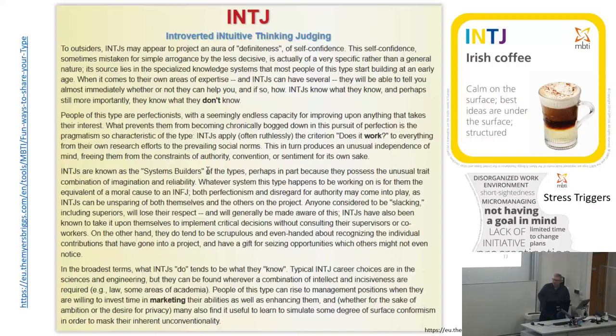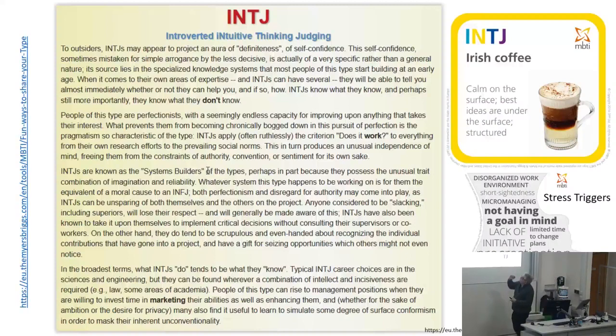Okay. So, to outsiders, INTJs may appear to project an aura of definiteness or self-confidence, sometimes mistaken for arrogance by the less decisive. Okay. So, they will be able to tell you almost immediately whether or not they can help you, because they know. They know what they know. I know what I know. I know what I don't know. And it's important that you recognise that as well.